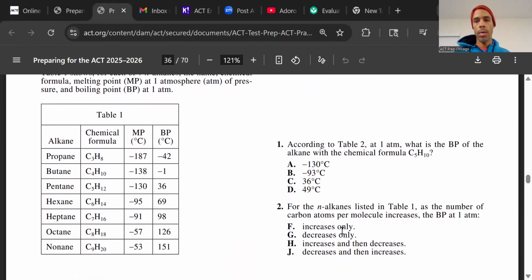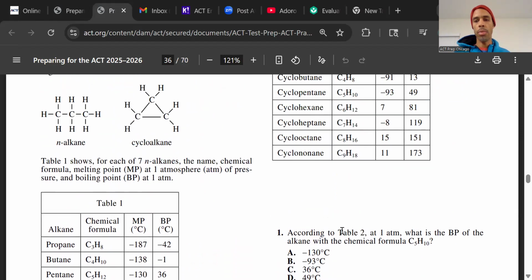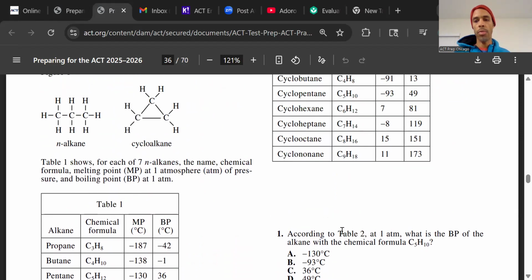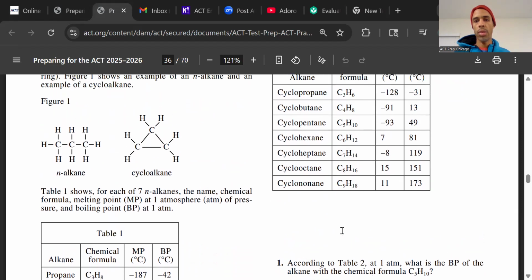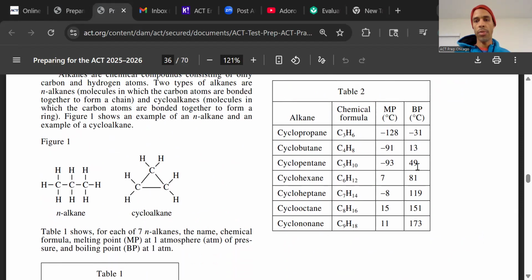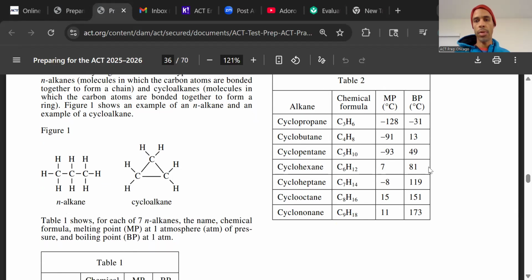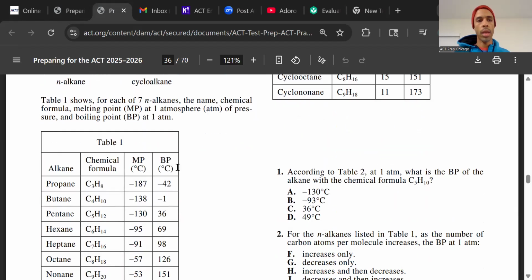All right. What is the BP, boiling point, of the alkene with chemical formula C5H10? So C5H10 BP is 49 degrees Celsius. The answer to number one is D. Okay, moving right along.